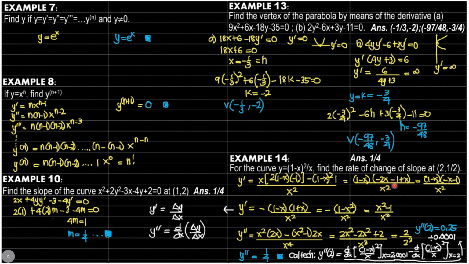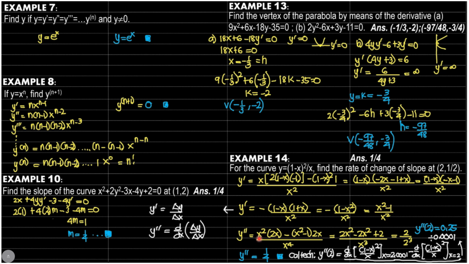Simplifying further, that's 1 minus x times negative x minus 1 all over x squared. So factor out negative 1, then we have negative of 1 minus x, then this becomes 1 plus x over x squared. 1 minus x times 1 plus x is 1 minus x squared, so negative of 1 minus x squared over x squared, which is x squared minus 1 over x squared.